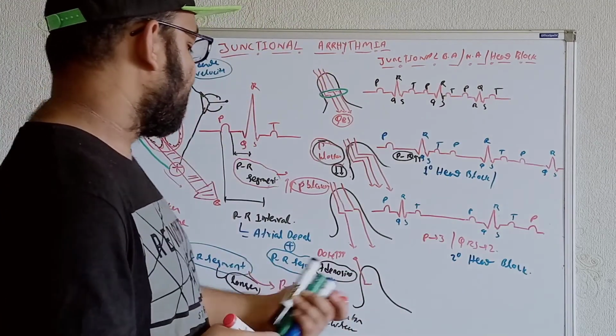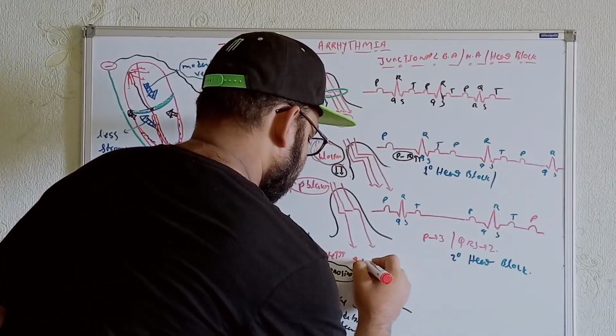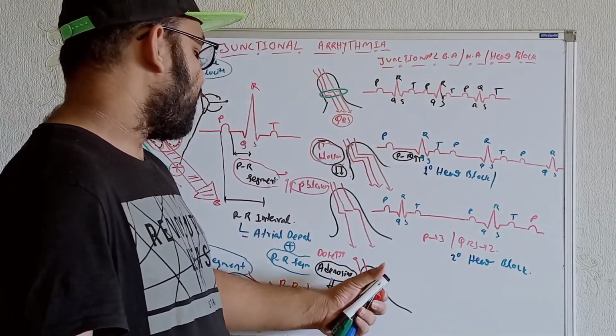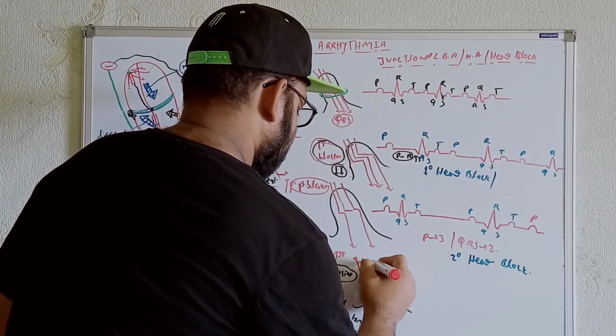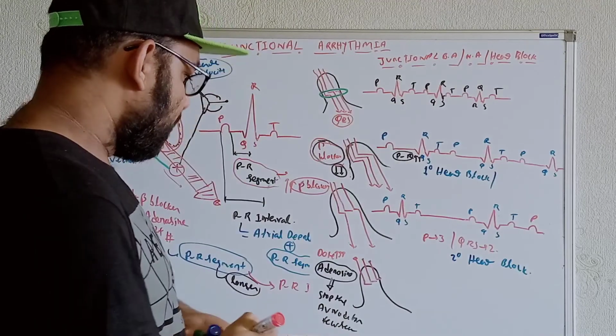So in the same way, here we will get again. It will come over here. It will not be able to send. That means they will never go from the AV node to the ventricles. Again, we will get whatever the thing over here. In these cases, there will be no electrical impulse from the AV node to the ventricles.